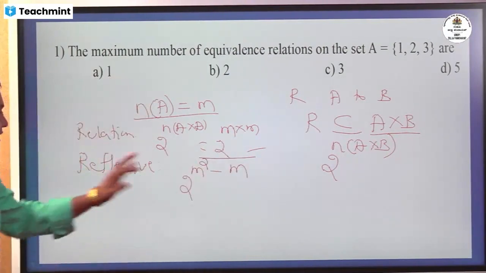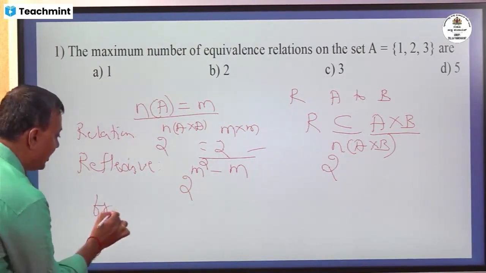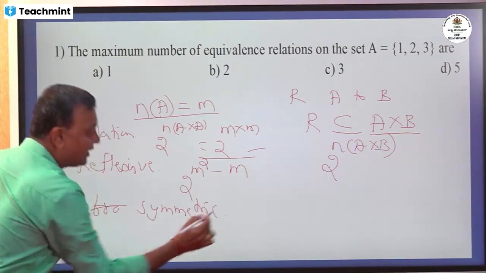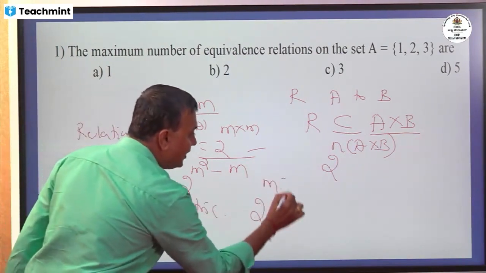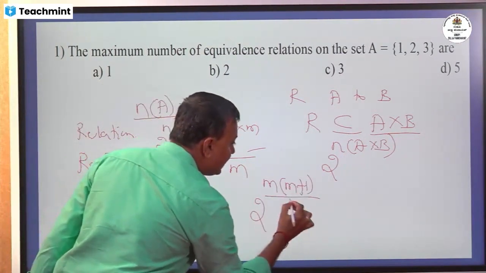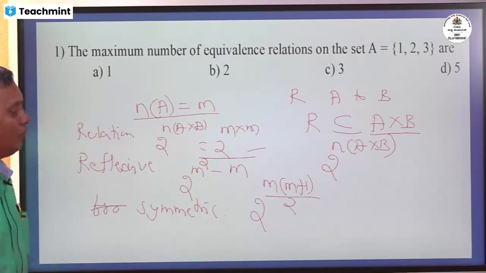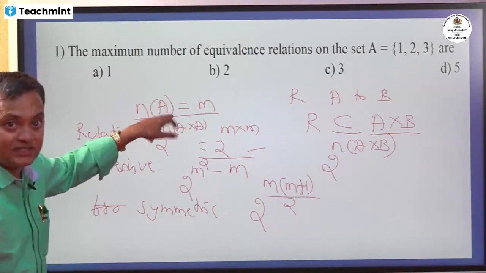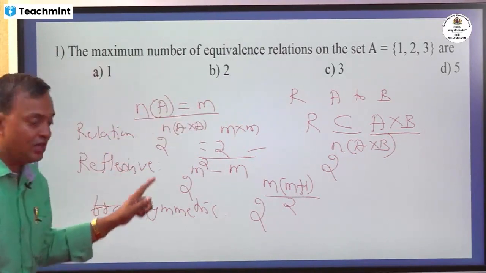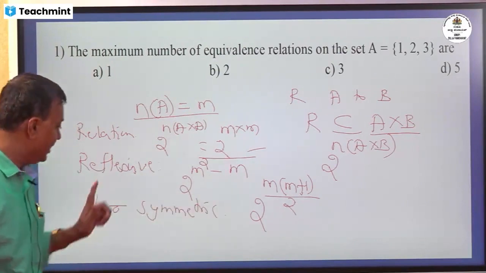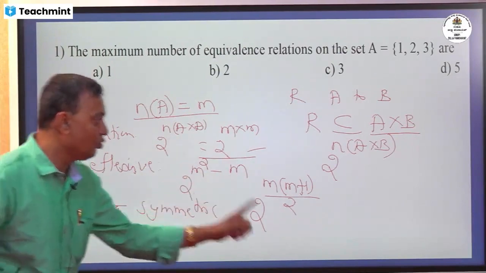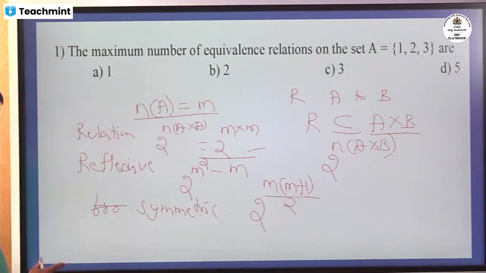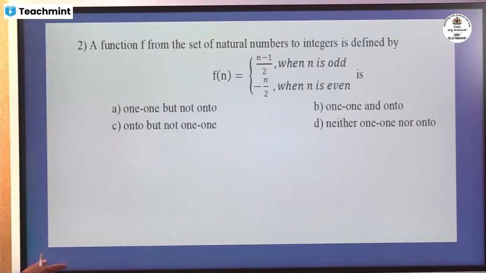Number of reflexive relations. The number of symmetric relations is 2 to the power m into m plus 1 by 2. There is no formula for transitive. So on a set A containing m elements, the number of relations is 2 to the power m square, the number of reflexive relations is 2 to the power m square minus m, and the number of symmetric relations is 2 to the power m into m plus 1 by 2. Correct? Next question. So this is the answer. Next one.